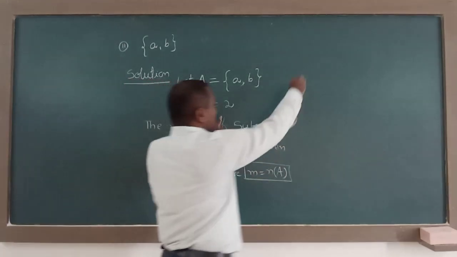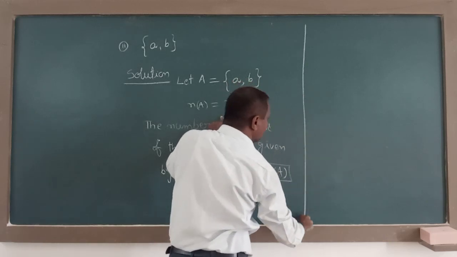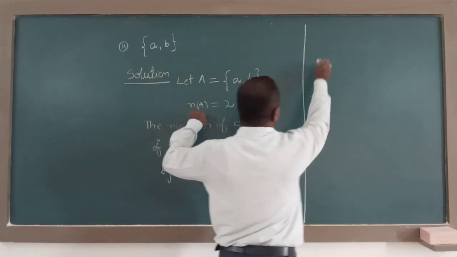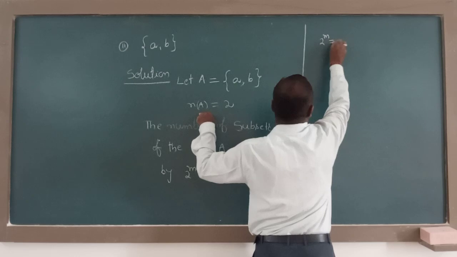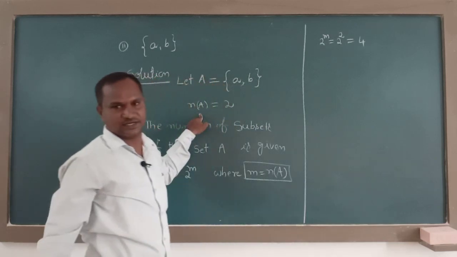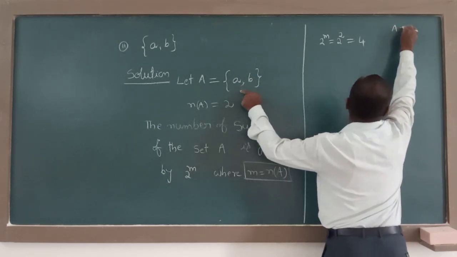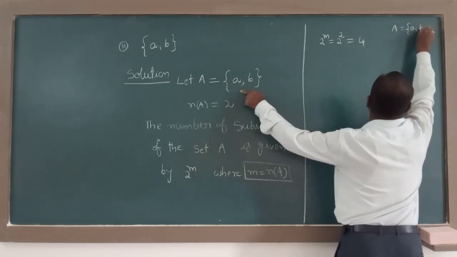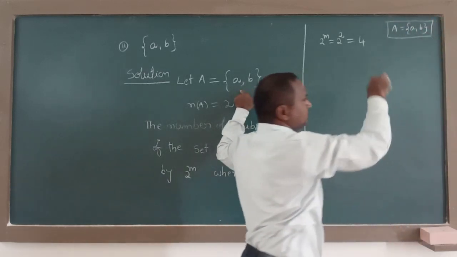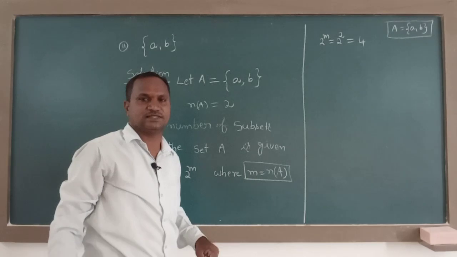Now, we have to find the number of subsets and list them. 2 to the power of m is equal to 2 squared, which is equal to 4, so 4 subsets will come. 4 subsets from this set A, which has the elements A comma B. With the help of these two elements of set A, we must form 4 subsets.